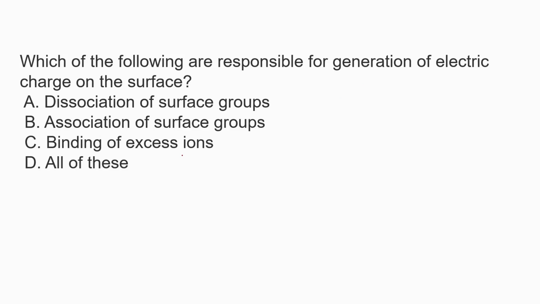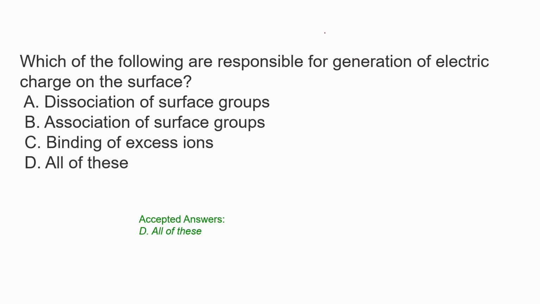Okay, here is the next question. Which of the following are responsible for generation of electric charge on the surface? Dissociation of surface groups, association of surface groups, binding of excess ions. Again, here the answer would be all of this.